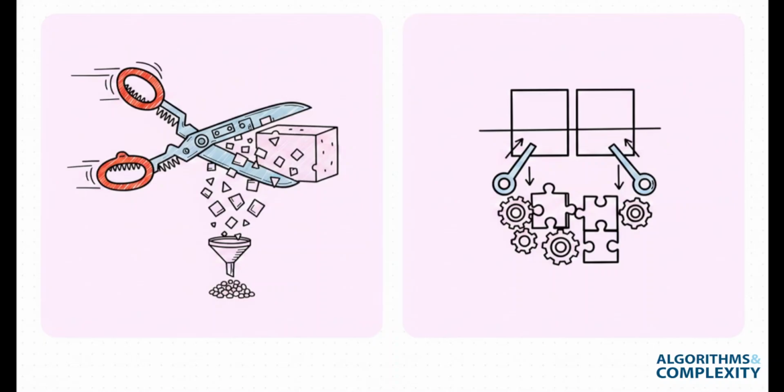Merge sort simply splits the data evenly down the middle until it hits single items. That's a trivial divide step. Then it carefully interleaves them back together. Quicksort, on the flip side, picks a pivot point and aggressively partitions the data around that pivot. By the time the divide step is done, the combining step is basically non-existent.